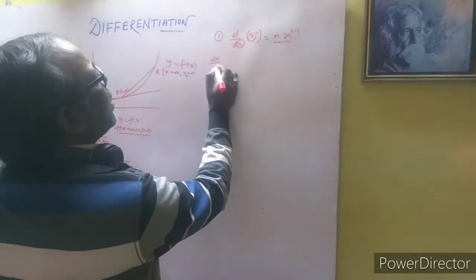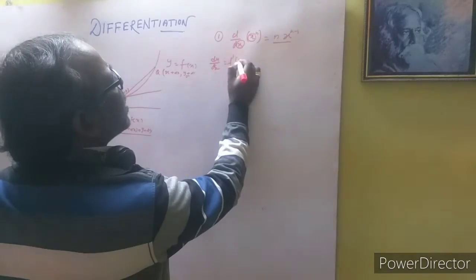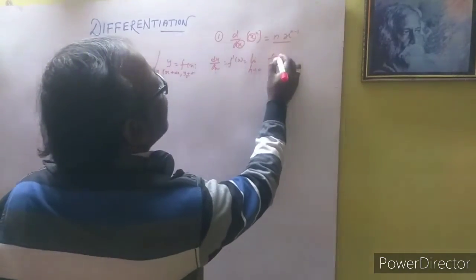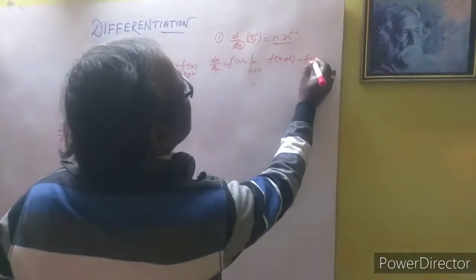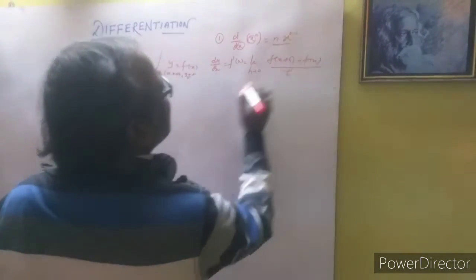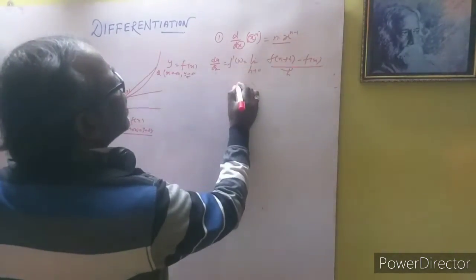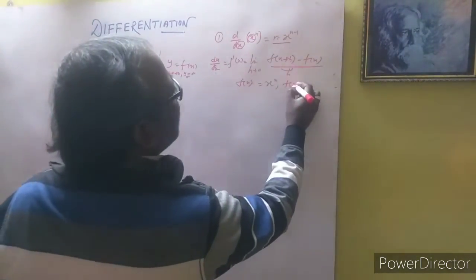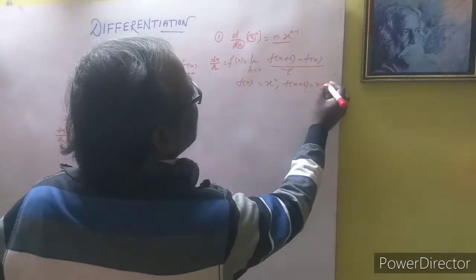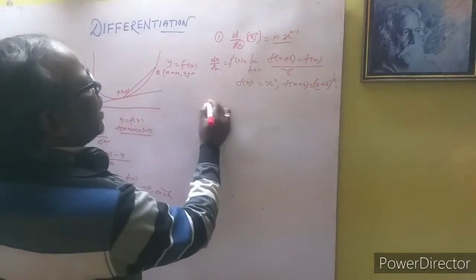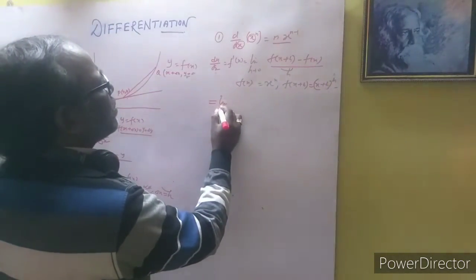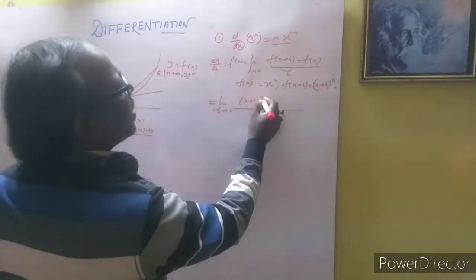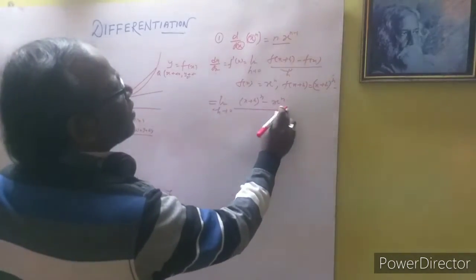So here dy/dx is equal to f dash x, which is equal to limit h tends to 0 of f of x plus h minus f of x, by h. For the given function f of x equal to x to the power n, you can write f of x plus h as (x plus h) whole to the power n. Now limit h tends to 0 of (x plus h) to the power n minus x to the power n, by h.